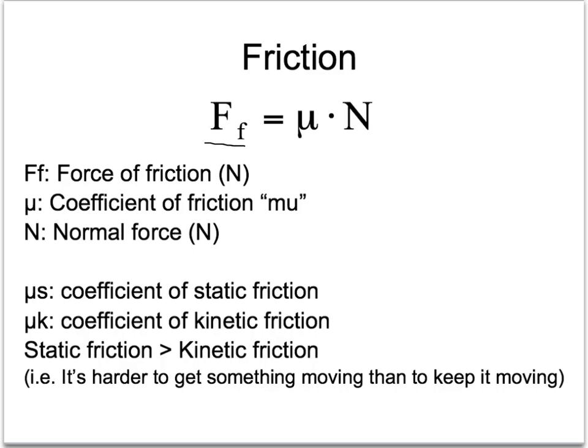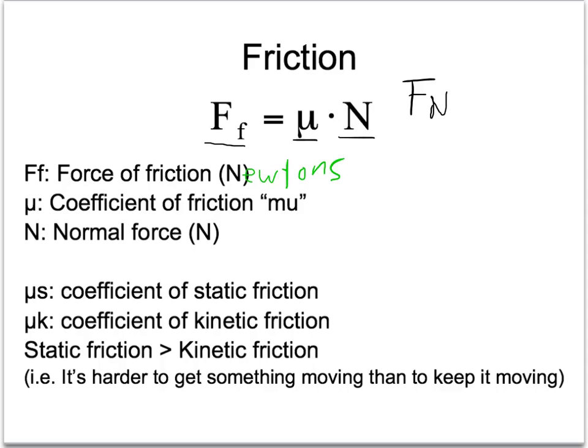The force of friction is mu, that's the Greek letter mu, times the normal force, which you may have come to know as Fn. N is also an accepted symbol for it. So let's go through these. Ff is the force of friction measured in newtons, so that could be confusing because now there's a bunch of n's all over, measured in newtons.